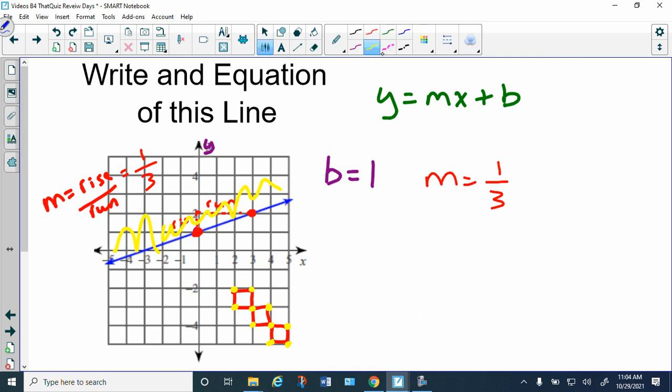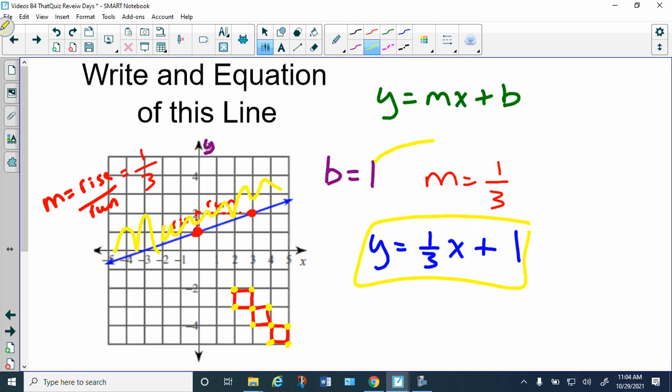All right, so I'm going to put it all together, and we've got y equals 1/3 x plus 1. This is the name of this line. Once we found the y-intercept, we plugged it in there, and once we found the slope, we plugged it in there. Make sure that you've got that down.